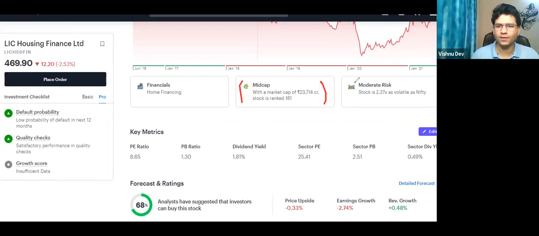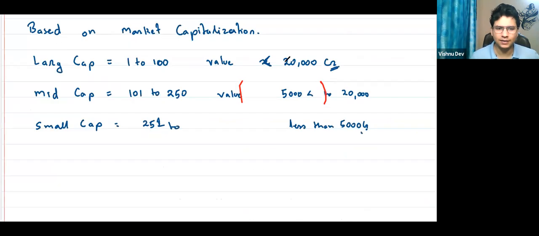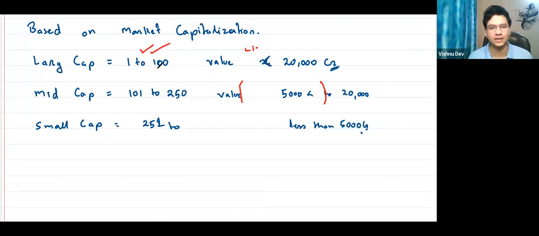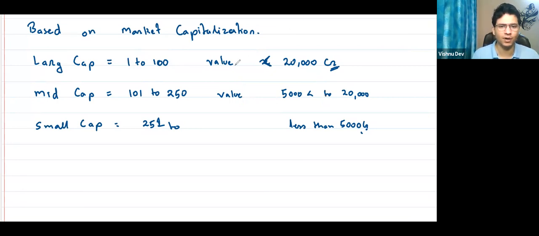Okay, right? Now again, this number is not fixed. It can vary. It is the minimum condition. The main thing is this: first top 100 companies. That you have to remember, because some mid-cap companies can have valuation more than 20,000 crores, but they're not in the top 100 companies.